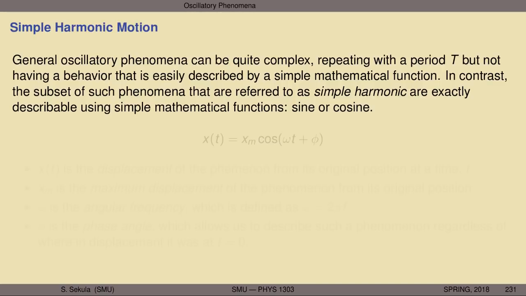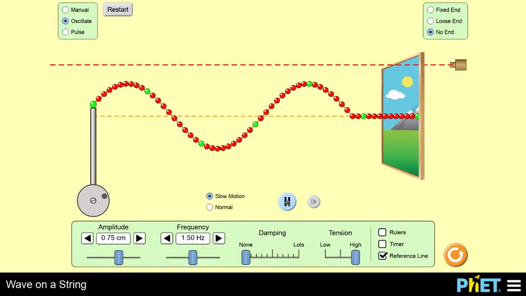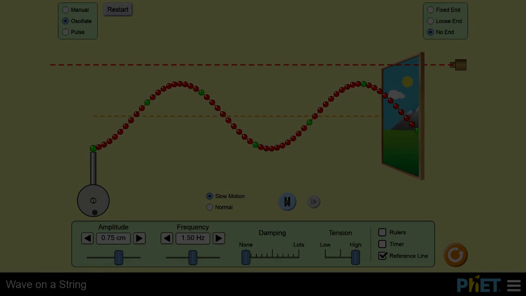Now, let's go back and take a look at simple harmonic motion. Simple harmonic motion is a special case of oscillatory motion. General oscillatory phenomena, as we've seen from some of the examples I showed you a moment ago, can be quite complex. They may repeat with a period, capital T, but they may not have a behavior that's really easily described by some nice, neat, simple mathematical function. Now, in contrast, the subset of general oscillatory phenomena that are known as simple harmonic in nature are exactly describable using simple mathematical functions, specifically the trigonometric functions sine or cosine. So this is the equation describing the position x at some time t for an oscillating phenomenon of some kind.